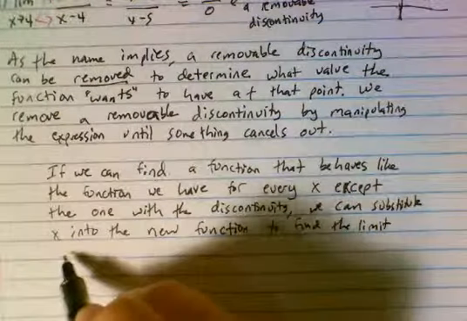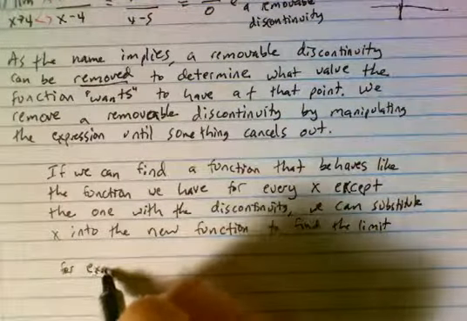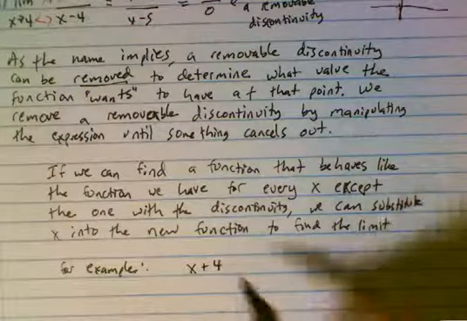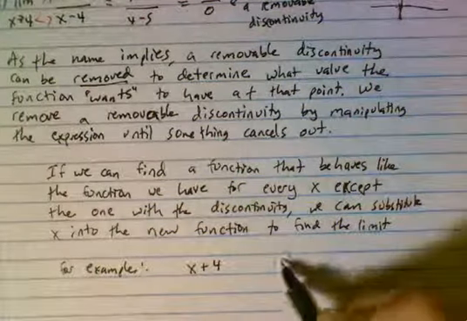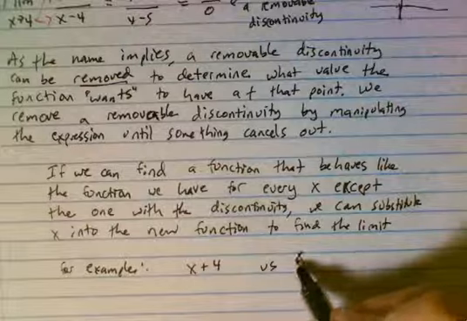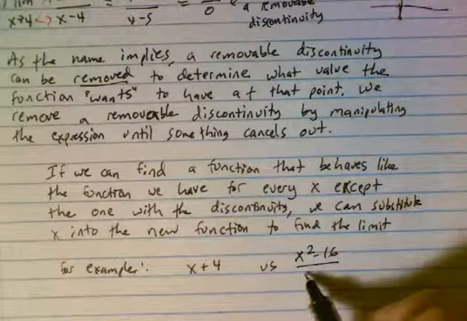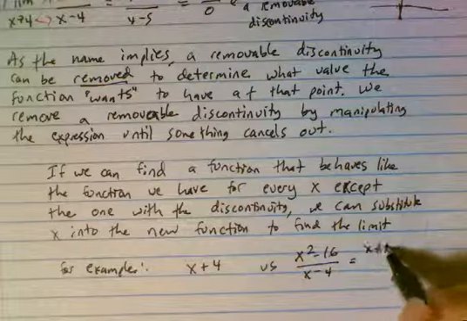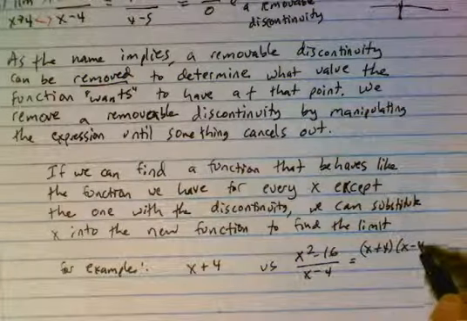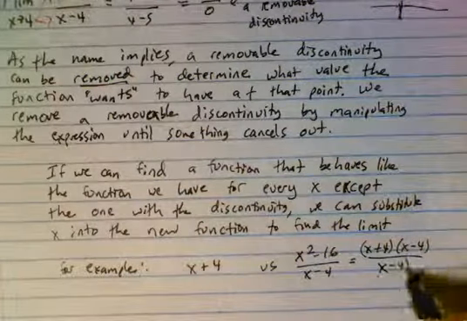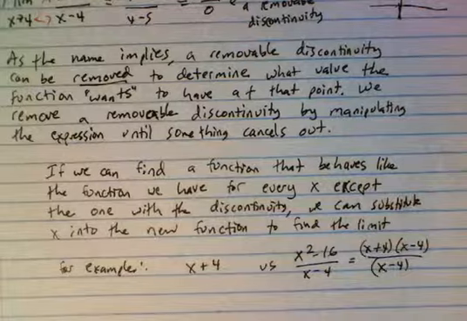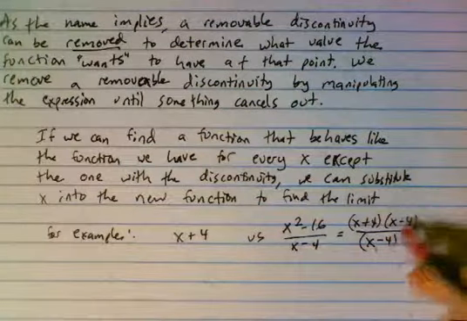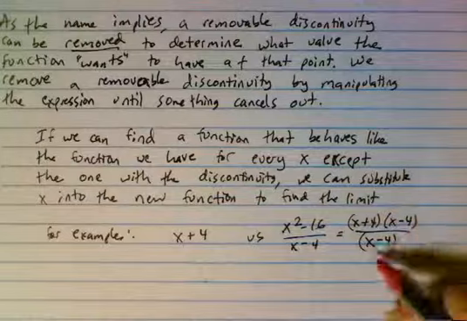For example, let's look at x plus 4 versus x squared minus 16 over x minus 4, which if we factor this, we see it's x plus 4, x minus 4 over x minus 4. And these x minus 4 and x minus 4, this cancels out for every value except 4.